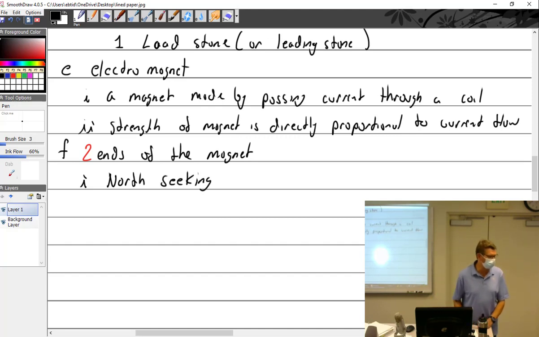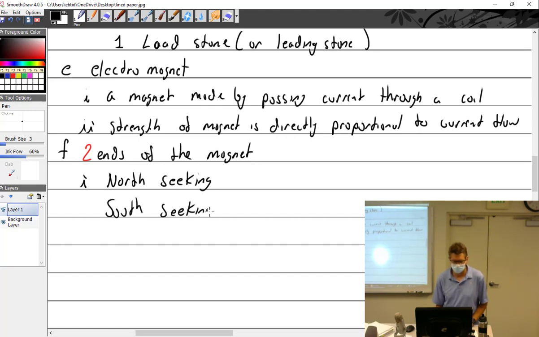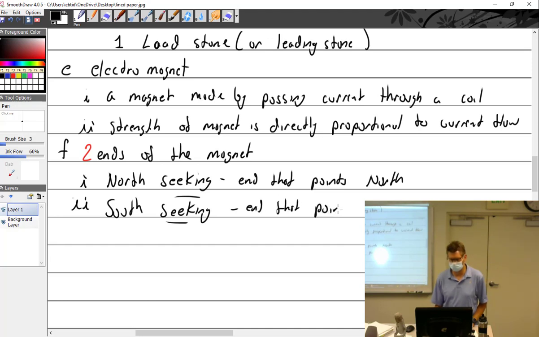The north seeking end. Which way does the north seeking end point? To the north. I hate it when people say, does that make sense? It's supposed to make sense. If it doesn't, you're supposed to say something. North seeking. So which way does it point? To the north. How hard was that? And then we have the south seeking, and it points to the south. Seeking, that's the word. North seeking points north, and south seeking points south.